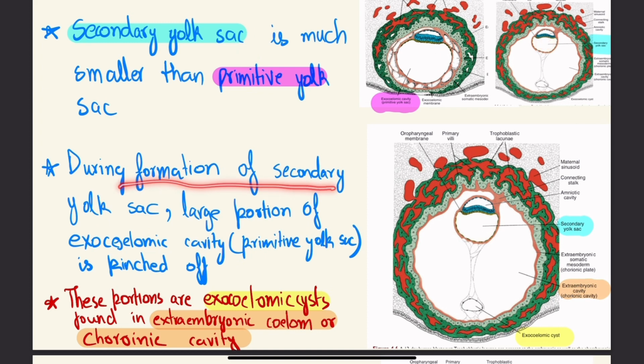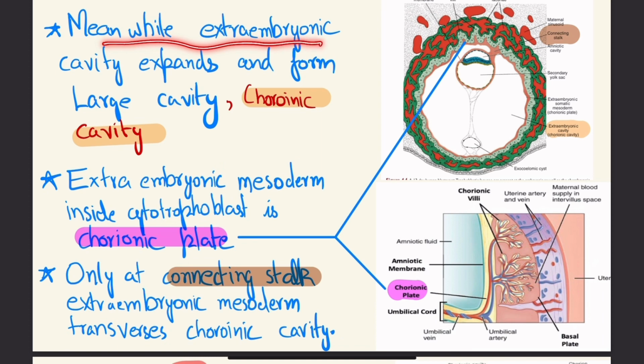During formation of the secondary yolk sac, a large portion of the primitive yolk sac or exocoelomic cavity is pinched off. So here is the pinching off of the exocoelomic cavity or primitive yolk sac. These portions of the exocoelomic cavity are found in the extra embryonic coelom or chorionic cavity. This is the chorionic cavity which we discussed earlier. Meanwhile, the extra embryonic cavity expands and forms a large cavity, that is the chorionic cavity. This one is the chorionic or extra embryonic cavity.